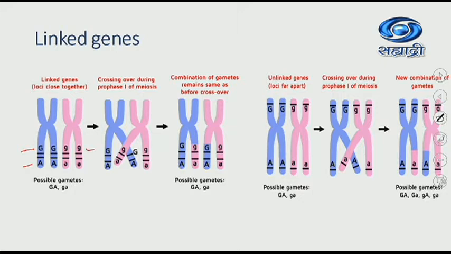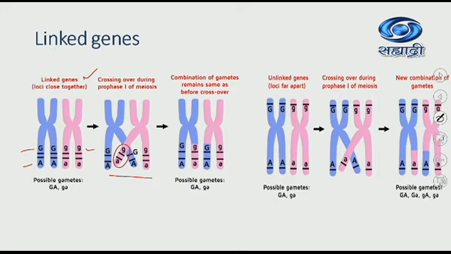What happens to these linked genes whose loci are close to each other? When crossing over takes place, you have studied meiosis, how chiasmata formation occurs in meiosis 1. You remember this prophase 1. When crossing over takes place, there is a chance that these linked genes, when they cross, this portion of the chromosome breaks and recombines with the other.